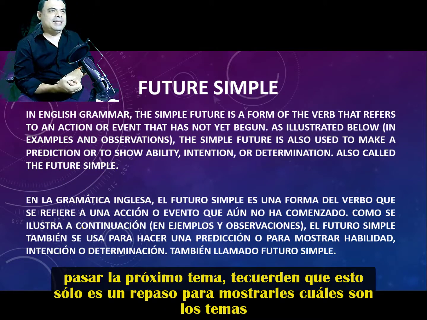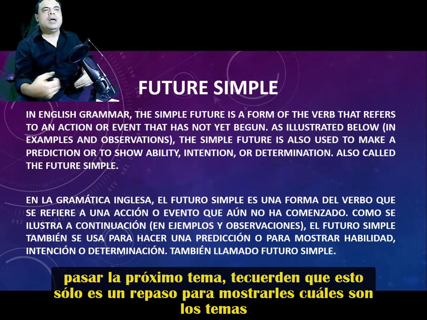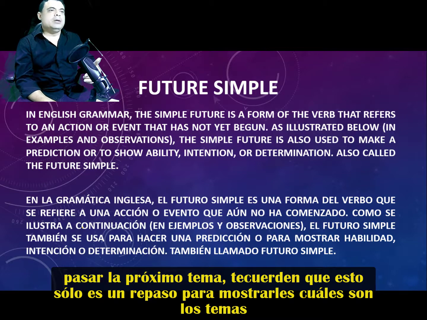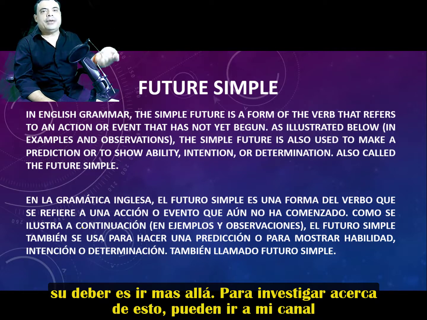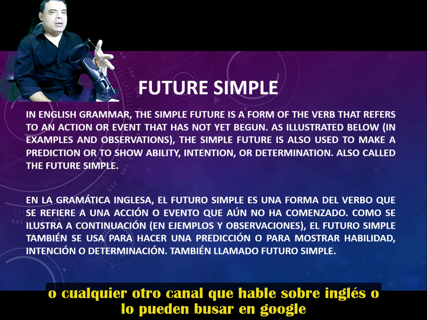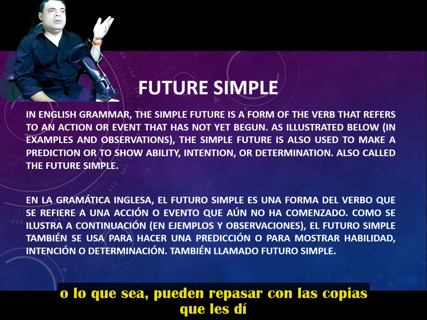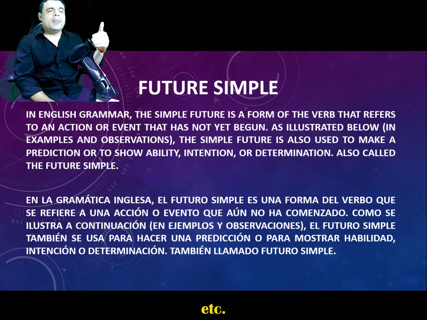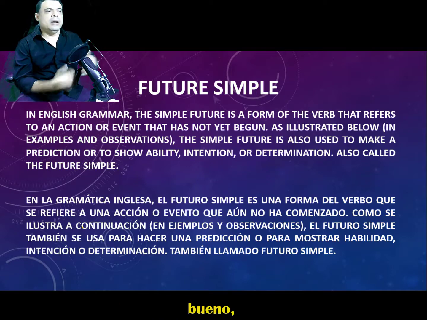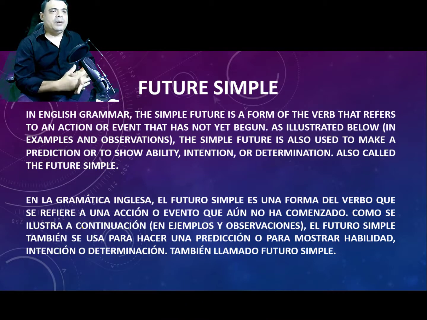jump to the last topic. Remember that this is only a review, letting you know what the topics are. Your duty is to go further and investigate about this. You can go to my channel or any other YouTube channel that talks about English, or you can Google it or whatever. You can review the photocopies I gave you, etc. And be prepared for the exam. Okay, future simple is a form of the verb that refers to an action or event that has not yet begun, as illustrated below in examples and observations. The simple future is also used to make a prediction or to show ability, intention, or determination.